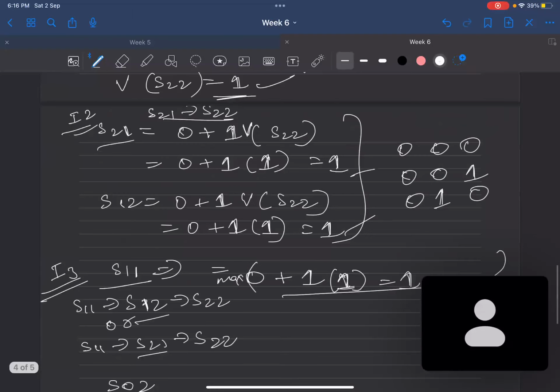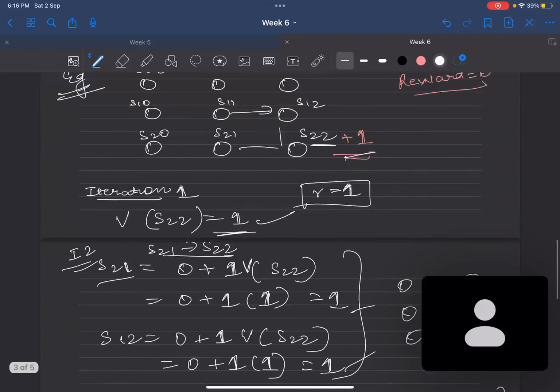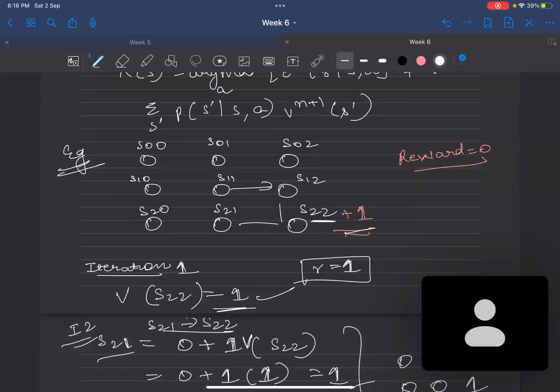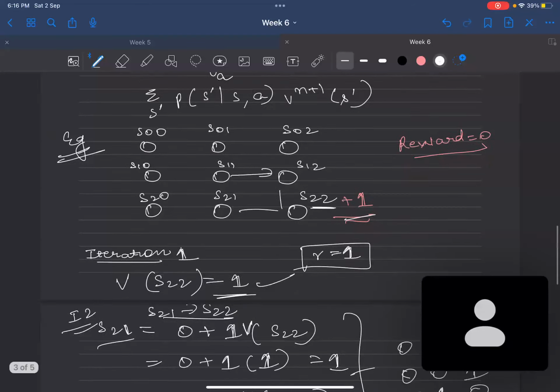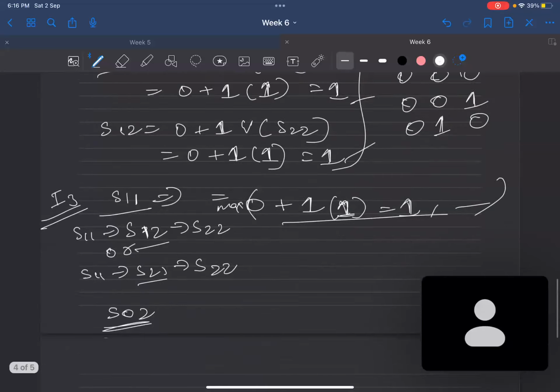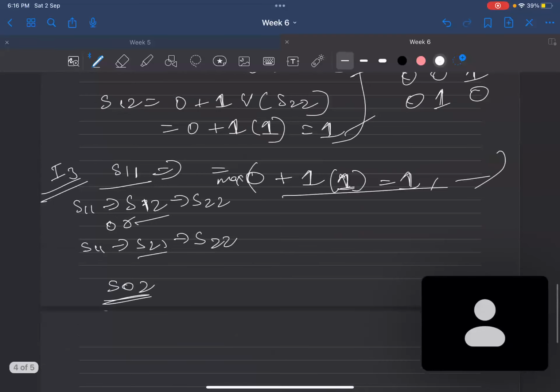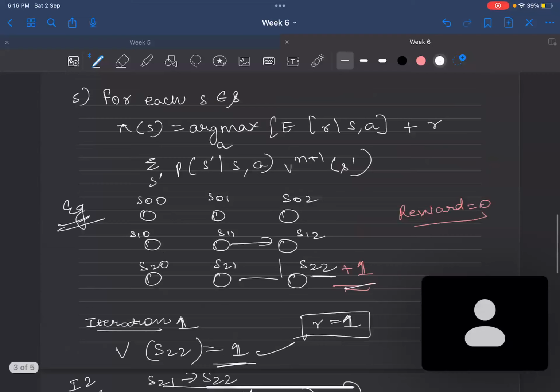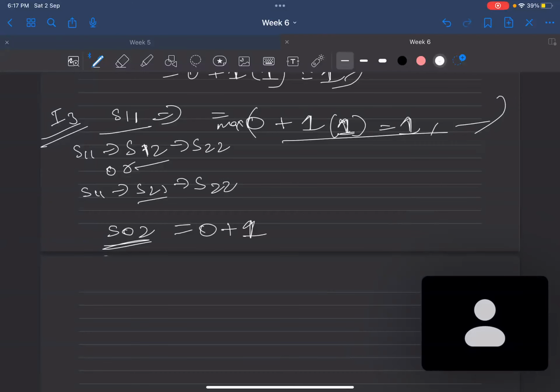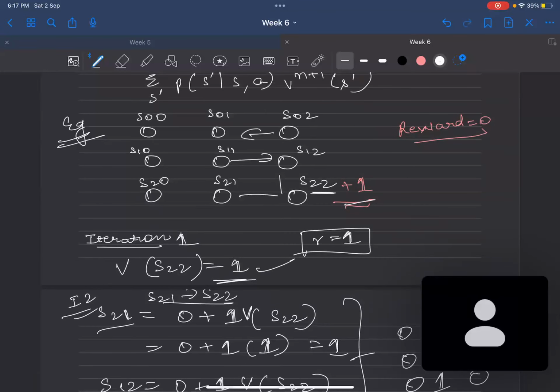Now, talking about S02, we'll go basically down. Suppose we choose the action down here. We can go left also, but suppose we choose the action down here. We'll get the optimal action by performing max only. But suppose it's down here, then what will be S02? Basically again 0 plus 1 into 1, that is 1 here. And if I choose the other action, we don't have S01 right now.